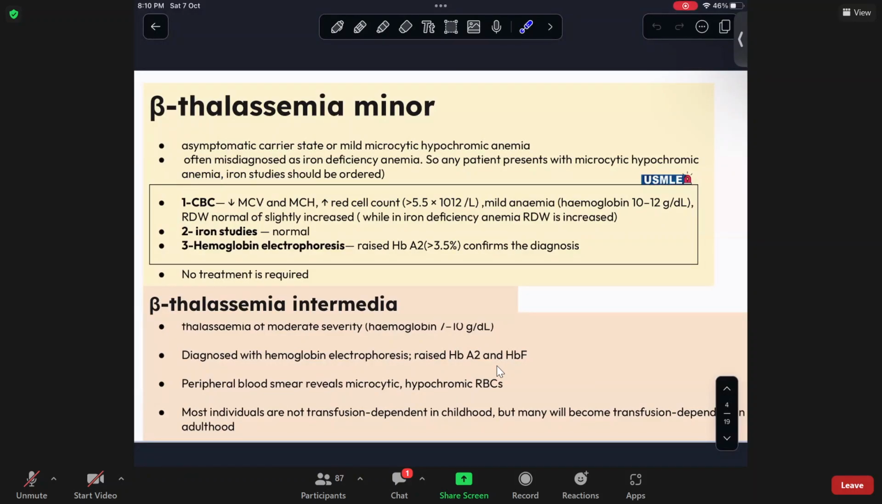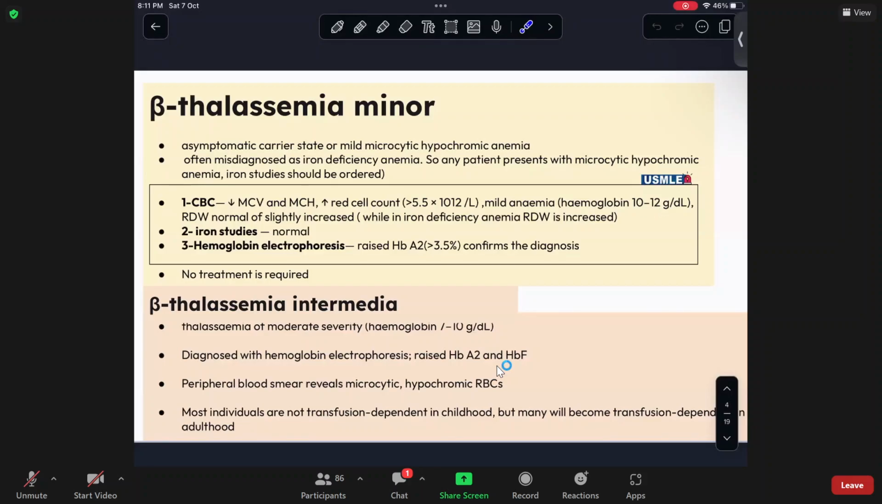So when a patient presents with signs of mild anemia, first of all, we do a CBC. In the CBC, we will find a reduced MCV and MCH. So this is microcytic hypochromic anemia. There is a mild increase in red cell count and mild anemia. When we say mild anemia, we mean that the hemoglobin is between 10 and 12.